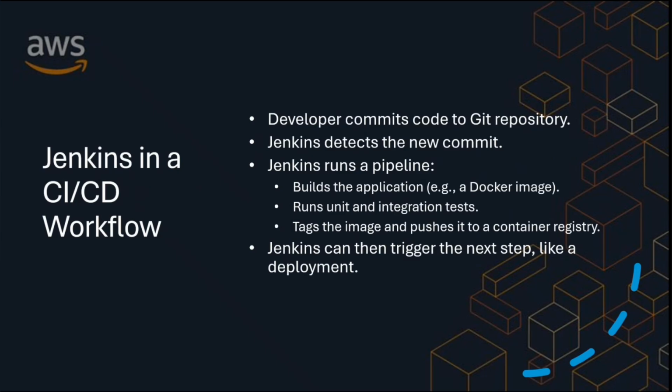Let's walk through a typical Jenkins powered CI/CD workflow. It all starts with the developer pushing new code to a Git repository. Jenkins, which is constantly monitoring the repository, detects this change and automatically triggers a new build job. Inside this job, Jenkins will execute a series of steps defined in a pipeline. For example, it might build a new Docker container image, run all your automated tests, and if everything passes, it will tag the image and push it to a registry like Docker Hub or an internal one. From there, it can hand off the process to another tool like Argo CD for the deployment.